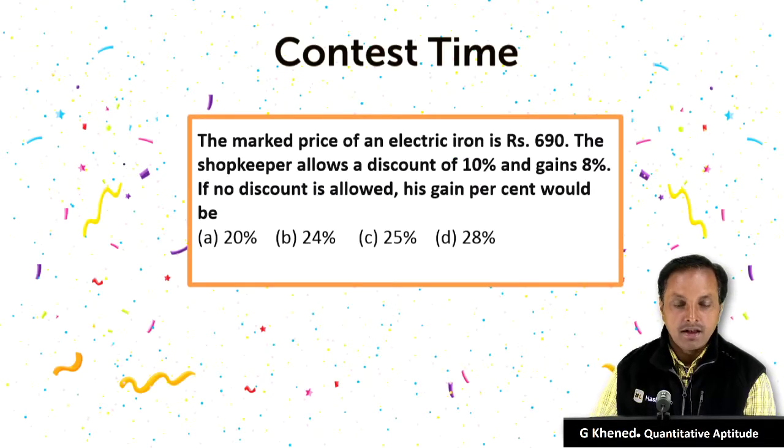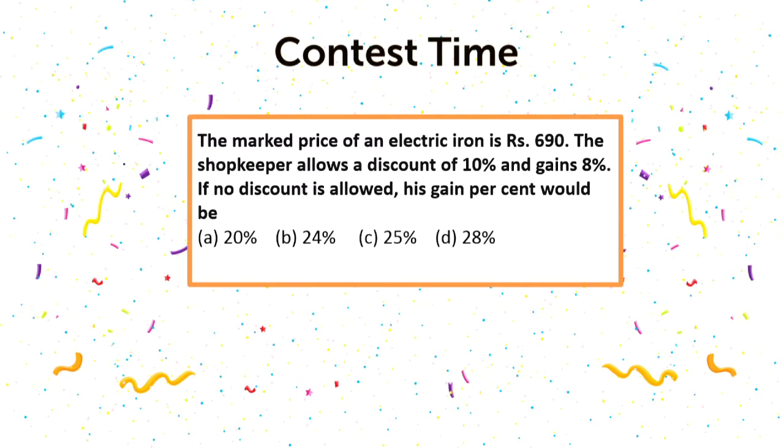Let us come to the contest question. The market price of an electric iron is 690 rupees. The shopkeeper allows a discount of 10% and gains 8%. If no discount is allowed, his gain percent would be how much is the question.